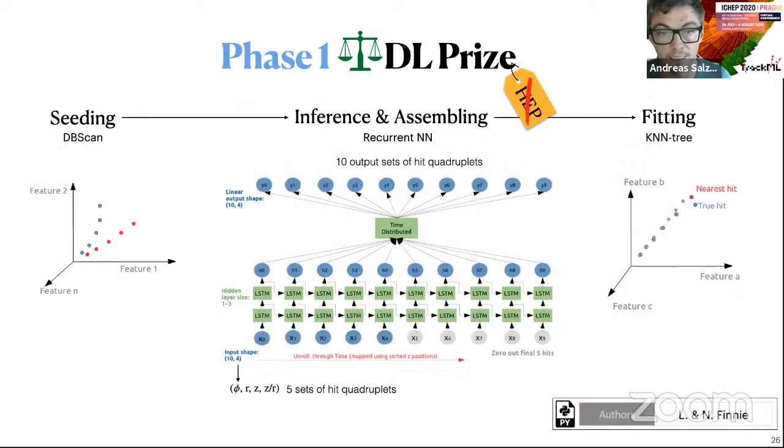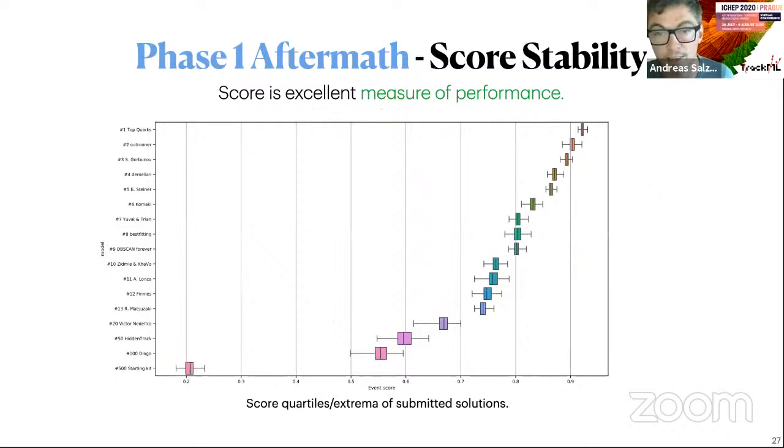And just to give you an idea about the deep learning prize, this was Liam and Nicole Finney, who wrote an RNN solution where they trained an RNN by giving it 5 hits, which were obtained by simple DBScan clustering, and then used a recurrent neural network to predict the next 5 hits. And that gave them the 7th place. But since this was such a unique way to look at it, we decided to award them the deep learning prize. A little bit of aftermath of phase one is, did we do well in the score?